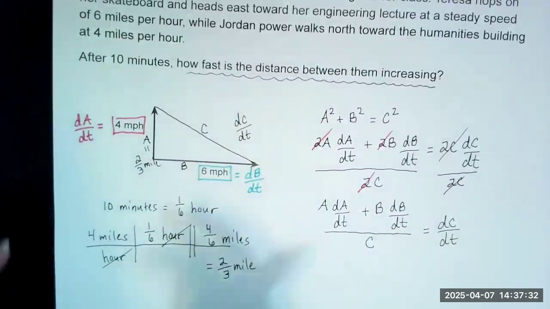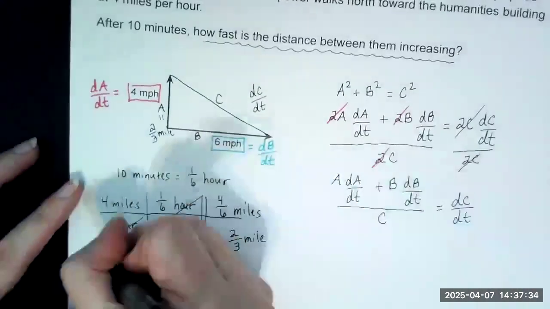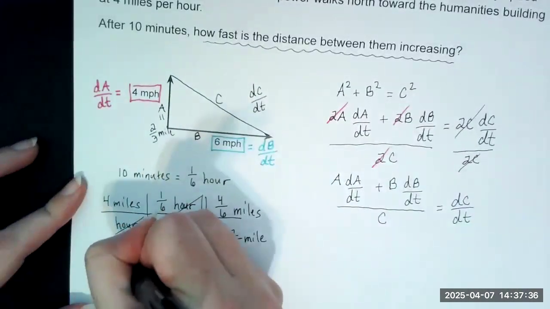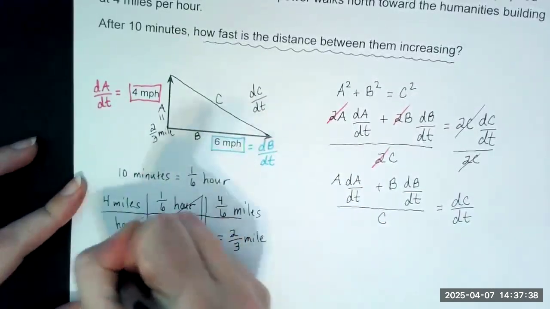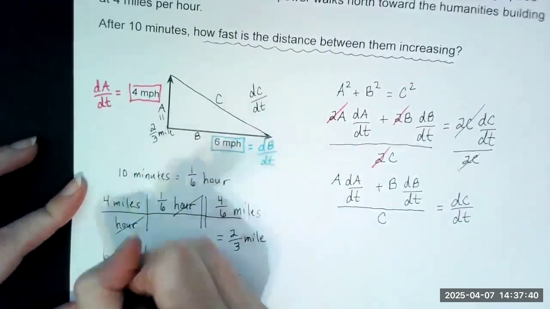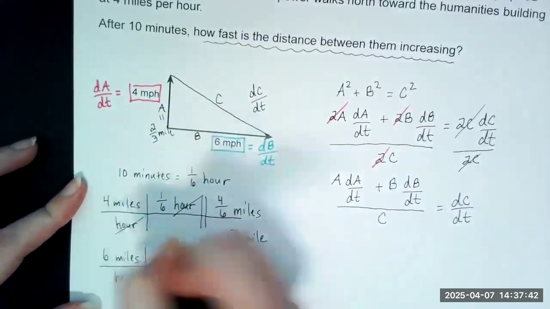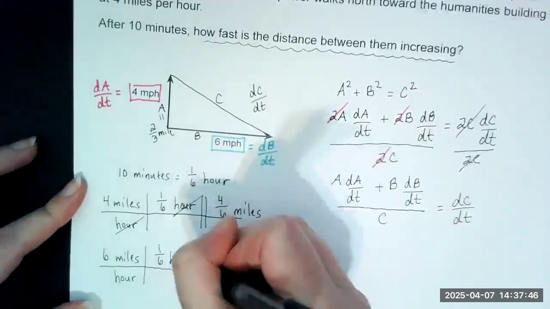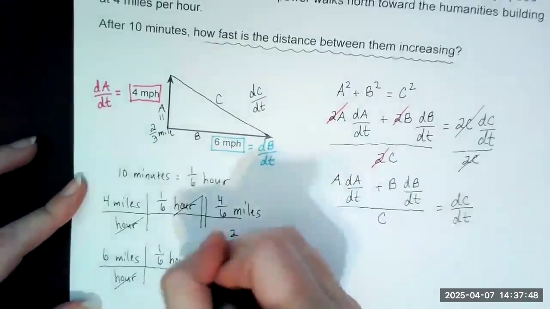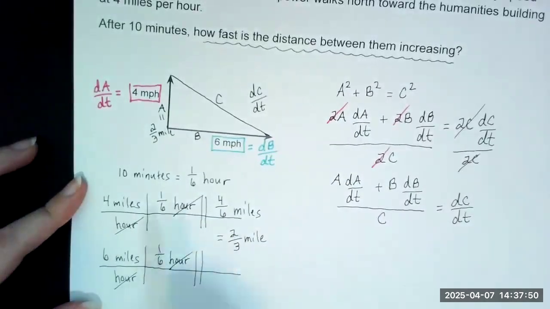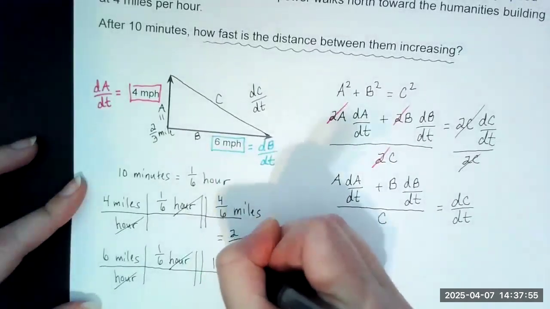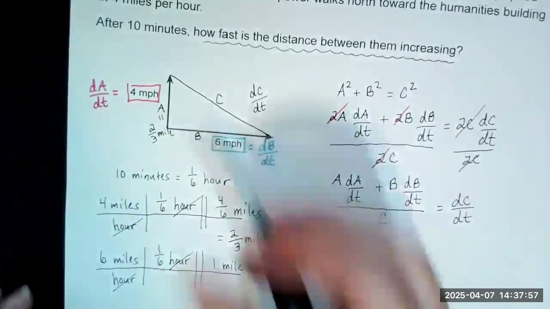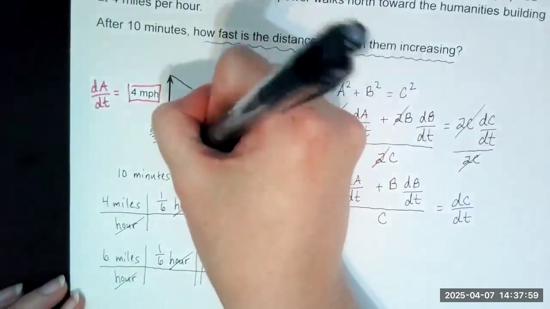Side length B, I can do the same thing. I'm going to use that 6 miles per hour, and we're going to multiply that by 1/6 of an hour. Which again, I can see my hours are going to cancel out. So I'm multiplying the 6 times 1/6. That's just 1. And then the only units that didn't cancel out are miles. So I have 1 mile there. So my B side length is 1 mile.